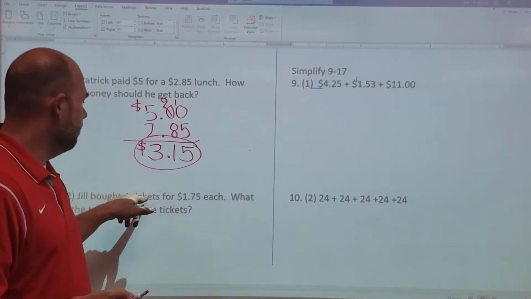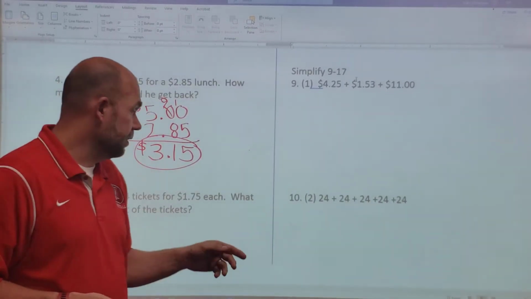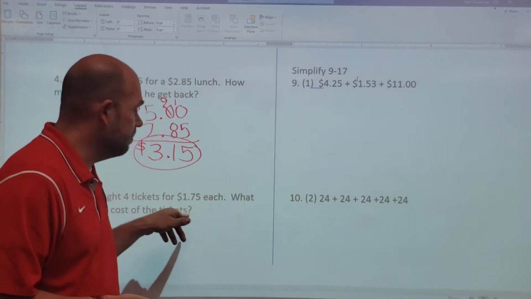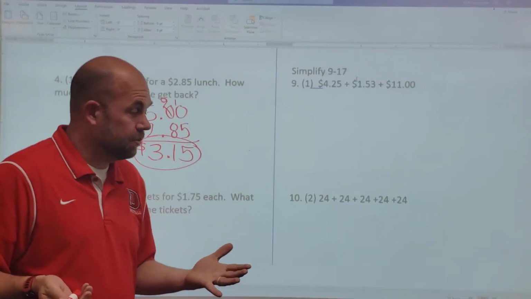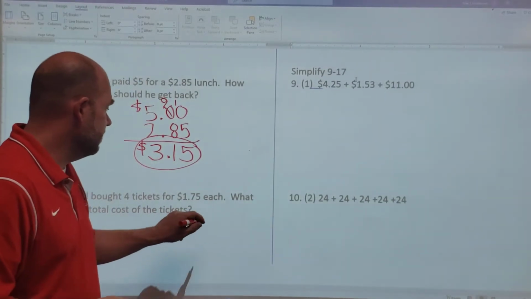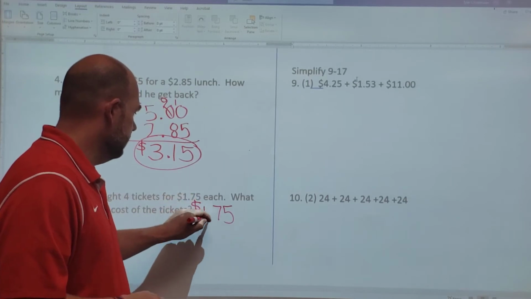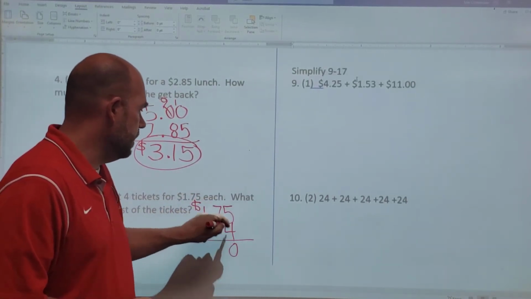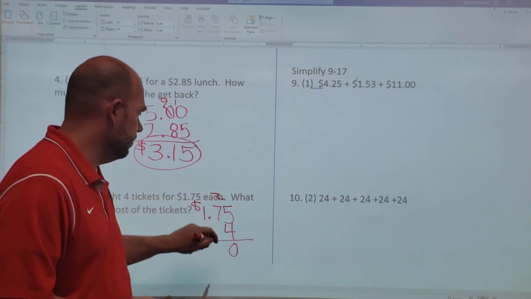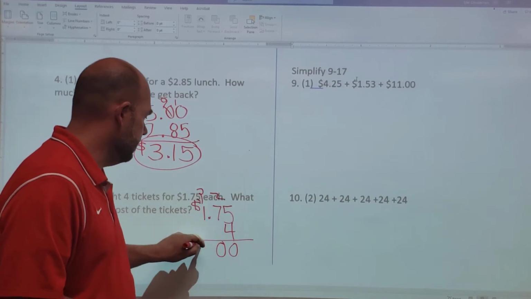Jill bought 4 tickets for $1.75 each. What is the total cost of the tickets? Now we could just do 1.75 plus 1.75 plus 1.75 plus 1.75, and that would get us the right answer, but it's going to take longer. So let's just do 1.75 times 4. It's a lot easier. So we just do 4 times 5 is 20. 7 times 4 is 28, plus 2 is 30. 4 times 1 is 4, plus the 3 is 7.